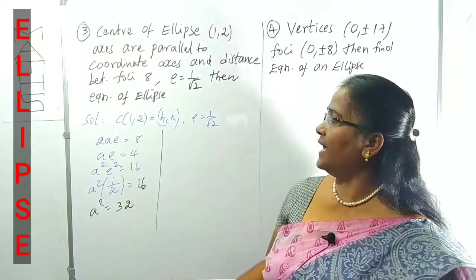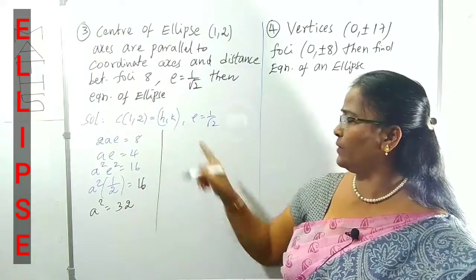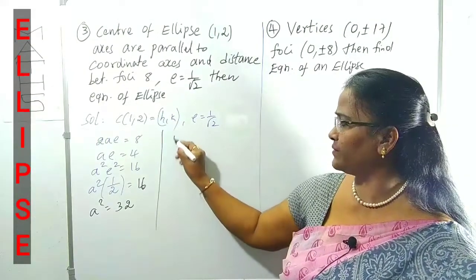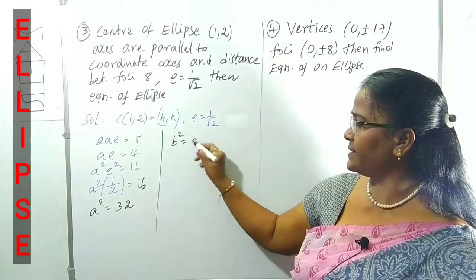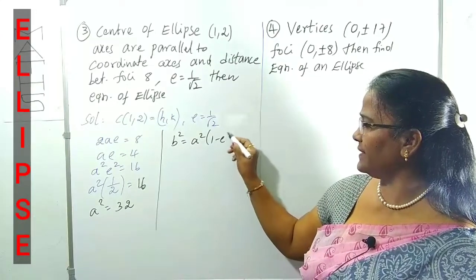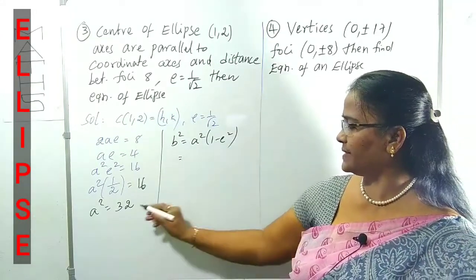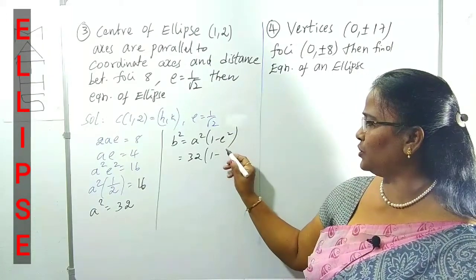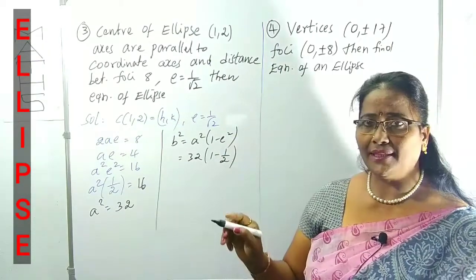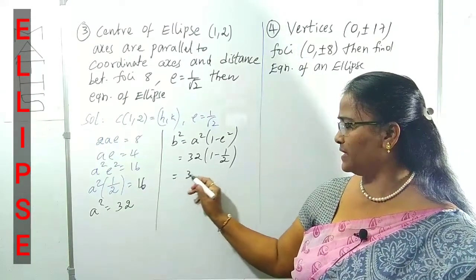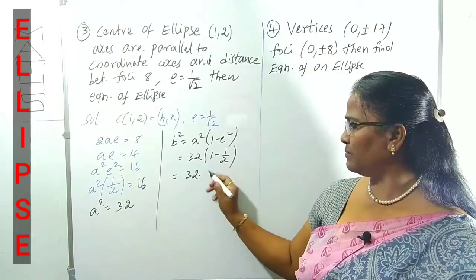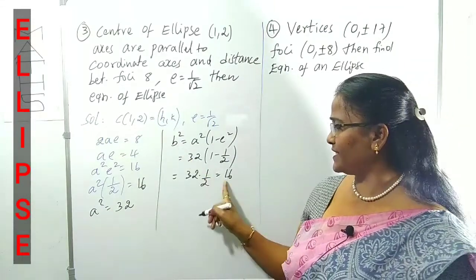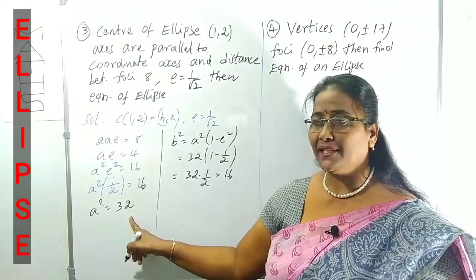Right? We know h, k, a square very well, e also. Now we can find b square. What is b square? a square of 1 minus e square. That is a square, 32, times 1 minus 1 by root 2 whole square, which is 1 by 2. Clear? Taking the LCM here, 32 into 1 by 2 is 16. b square is 16, a square is 32.